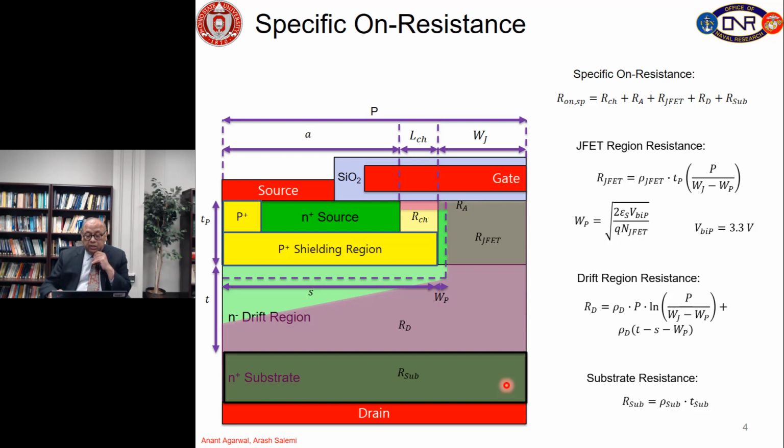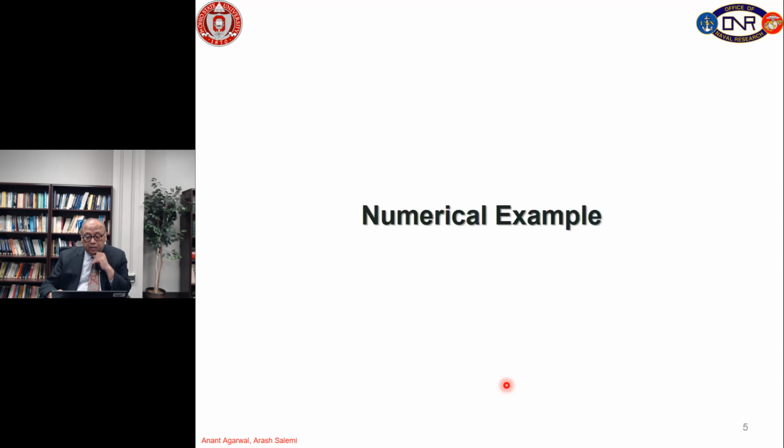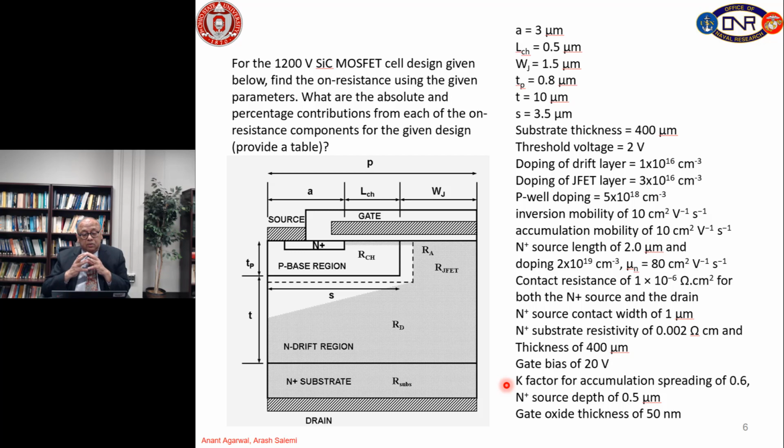Then let's go ahead and look at a numerical example. So we take a sample designed for 1200 volt silicon carbide MOSFET, and we give you some of these numbers for different dimensions and different dopings and different thicknesses, and I would encourage you to stop the presentation here and understand what these numbers are with respect to various equations. And then we will go ahead in the next few slides calculate different components of this resistance.